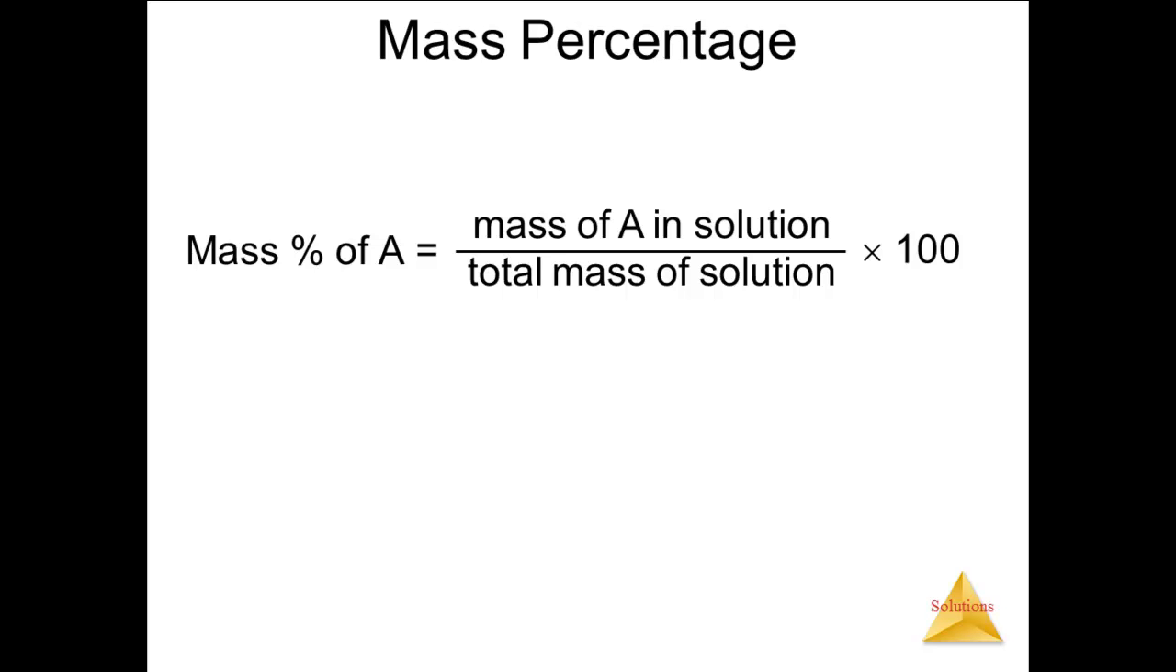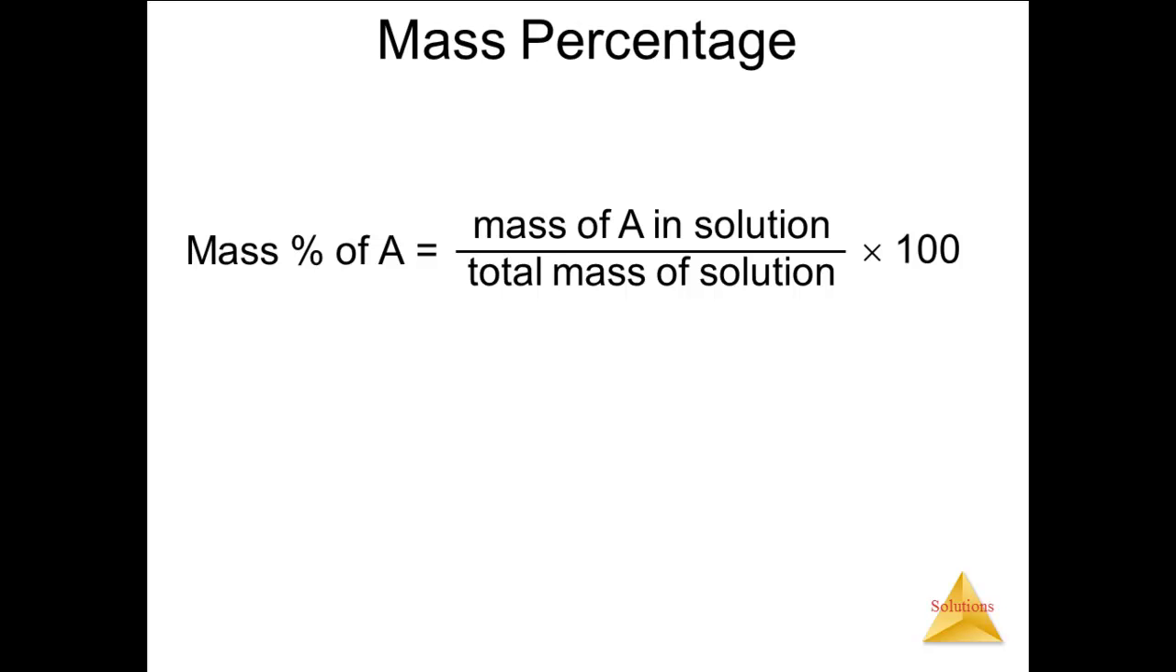Mass percentage. The percent by mass, or mass percent, of a solute is the mass of the solute divided by the mass of the solution, multiplied by 100 to convert to percent. To calculate the mass percent, we need, obviously, the mass of solute and either the masses of all the other components of the solution or the mass of the solution itself.